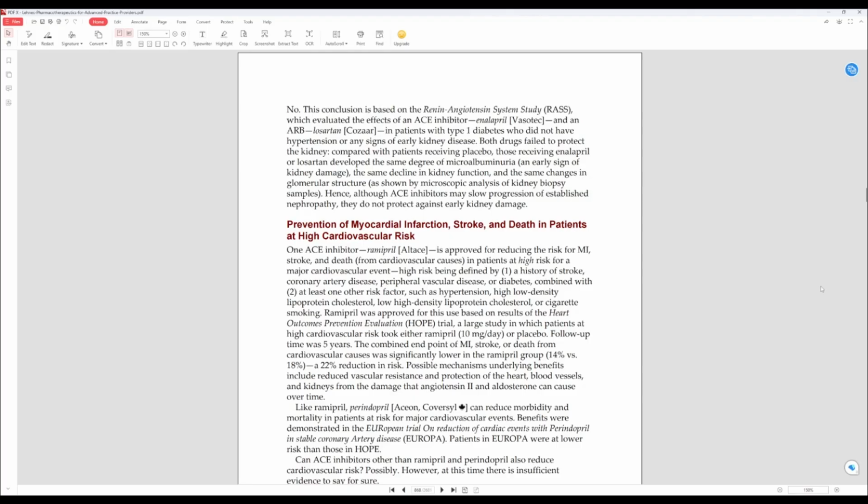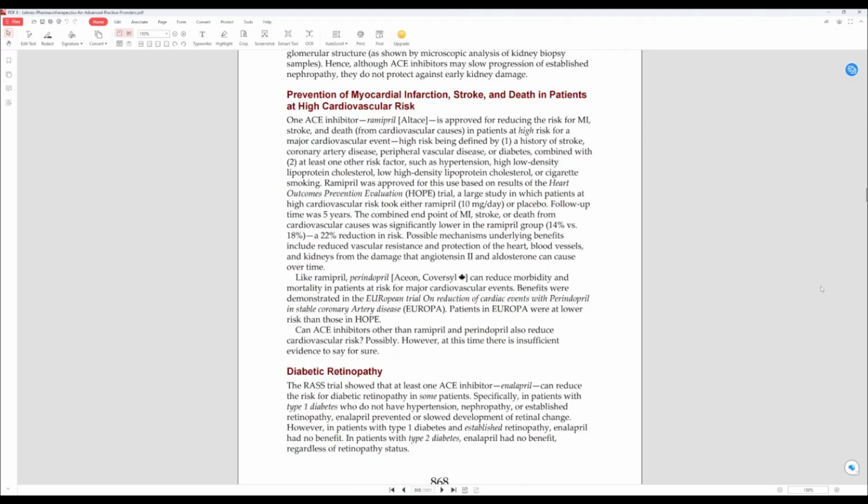Therefore, although an ACE inhibitor may slow the progression of established nephropathy, they do not protect against early kidney damage. The prevention of myocardial infarction, stroke, and death in patients at high cardiovascular risk. One ACE inhibitor, ramipril or Altace, is approved for reducing the risk of myocardial infarctions, strokes, and even death from a cardiovascular cause in patients who are at high risk for major cardiovascular events.